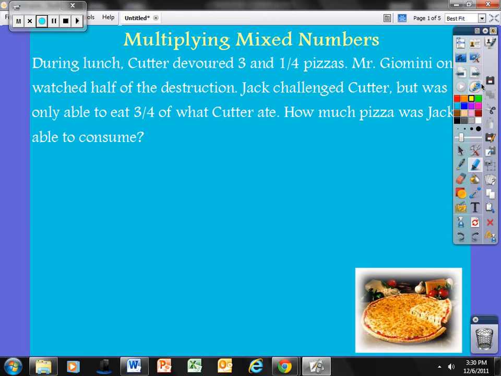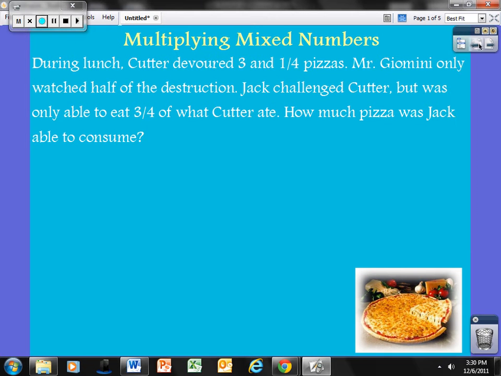Now if I take a look at this problem here, this is a great problem because it is an application problem. It's not just doing computations, it's actually physically applying the skills that you know to a problem scenario situation. During lunch, Cutter devoured 3 1/4 pizzas. Mr. Jimmy only watched half of the destruction. Jack challenged Cutter but was only able to eat 3/4 of what Cutter ate. How much pizza was Jack able to consume?